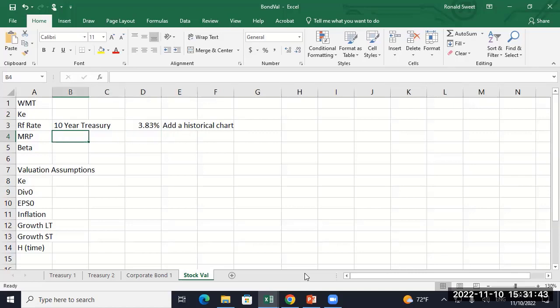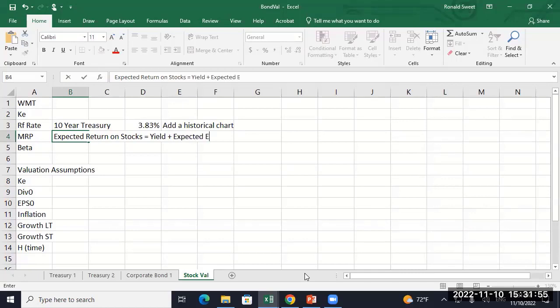Okay, the market risk premium, we're going to get the expected return on stocks. We just did that. It's just going to be some yield plus expected earnings growth.